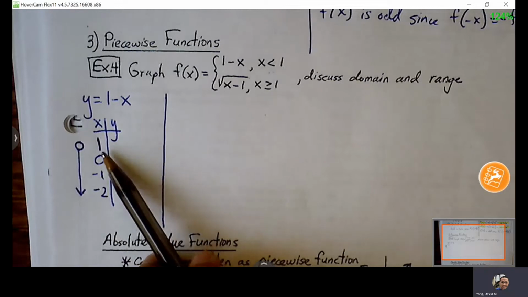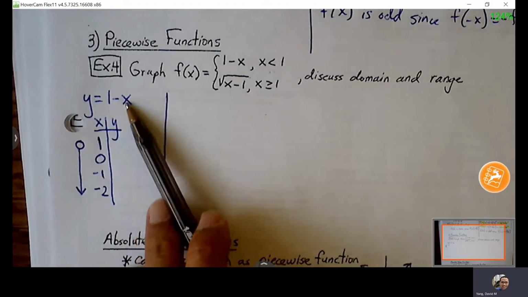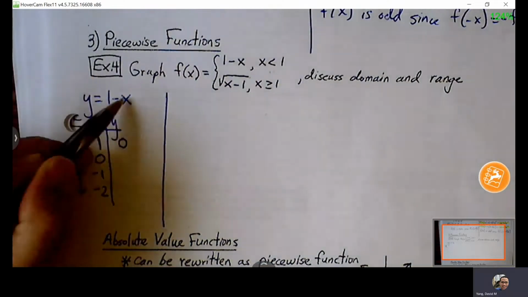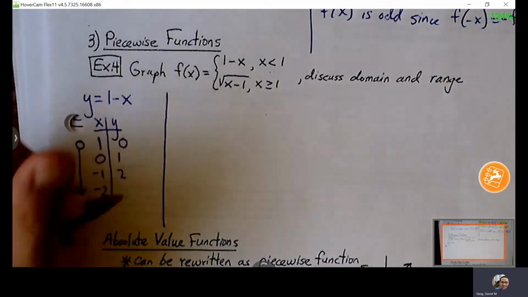Okay, let's find our ordered pairs that correspond to this function. So 1 in for x, 1 minus 1 is 0. 1 minus 0 is 1. 1 minus -1 is 2. 1 minus -2 is 3.